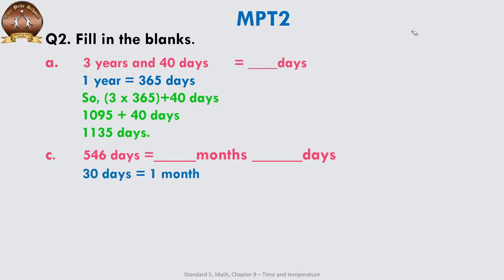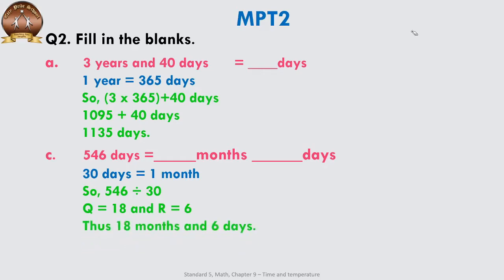By what are we going to divide? We are going to divide it by 30 because 30 days make 1 month. So 546 has to be divided by 30, and when we do the division we get the quotient as 18 and remainder as 6. The quotient gives you the answer to the months and the remainder gives you the answer to the days. So the answer is 18 months and 6 days.